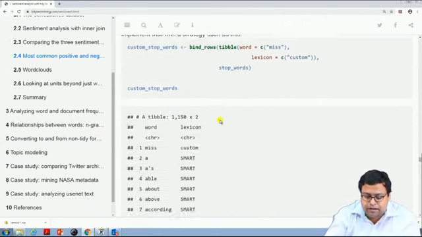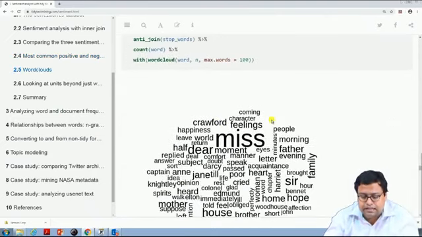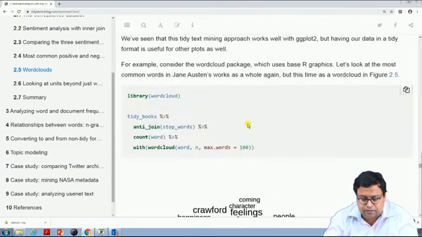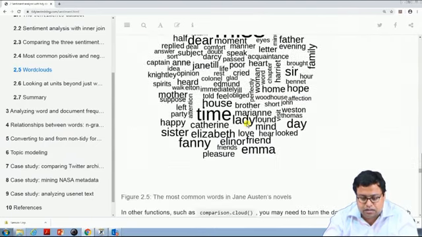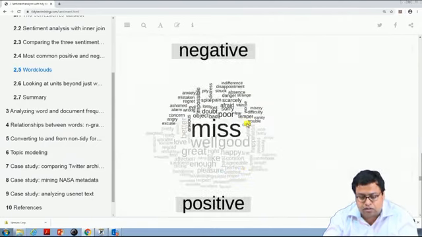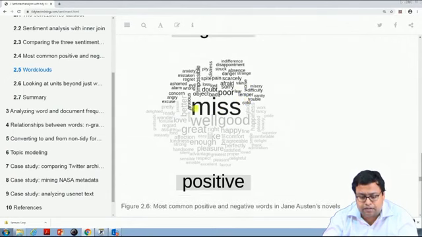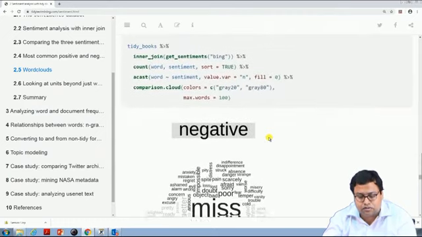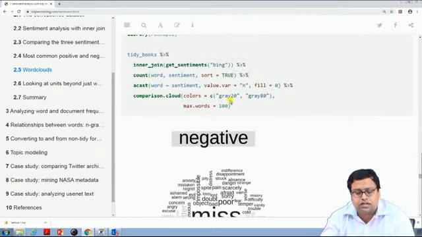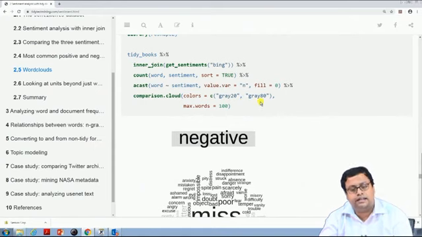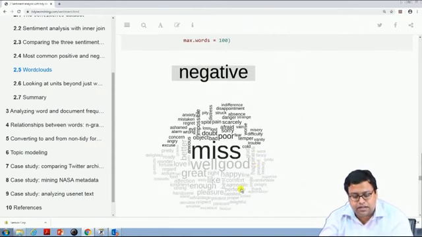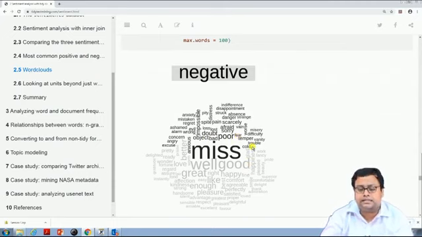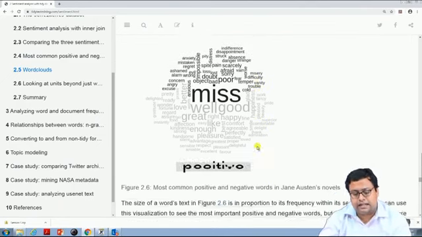And if I create a word cloud, this is the overall word cloud. The darker one is the negative word cloud and the hazy one is the positive word cloud. You can see they have taken two colors, gray 20 and gray 80. Gray 80 is positive and gray 20 is negative. So these are the negative words and these are the positive words in the text. It is a nice, very good analysis that they have done.